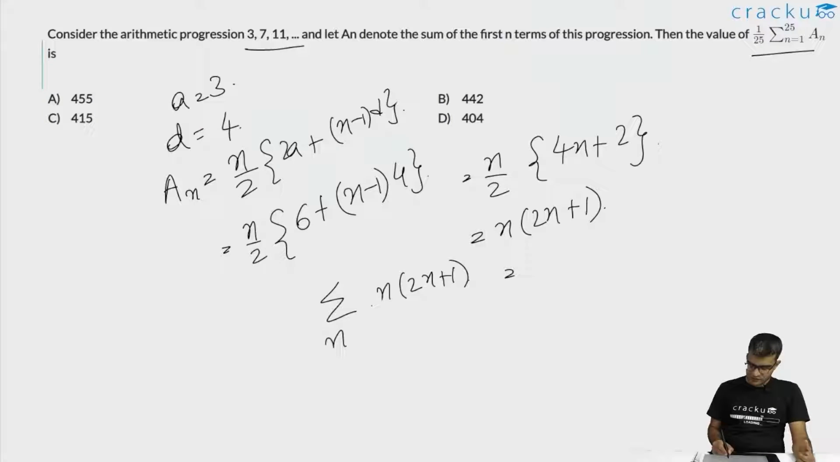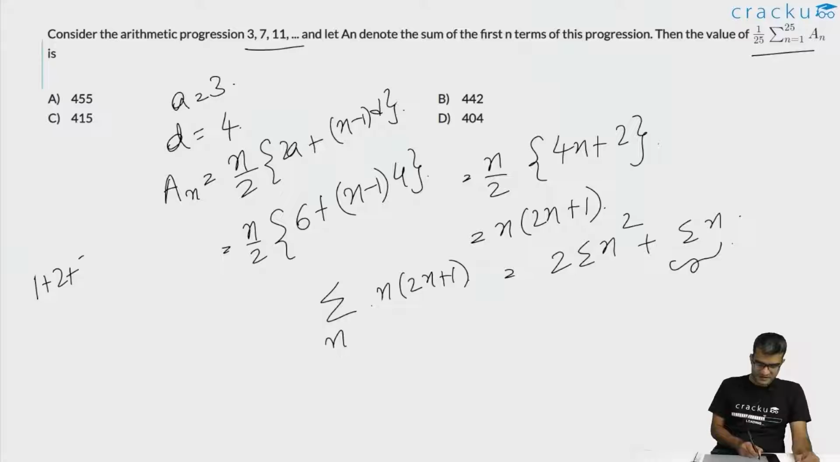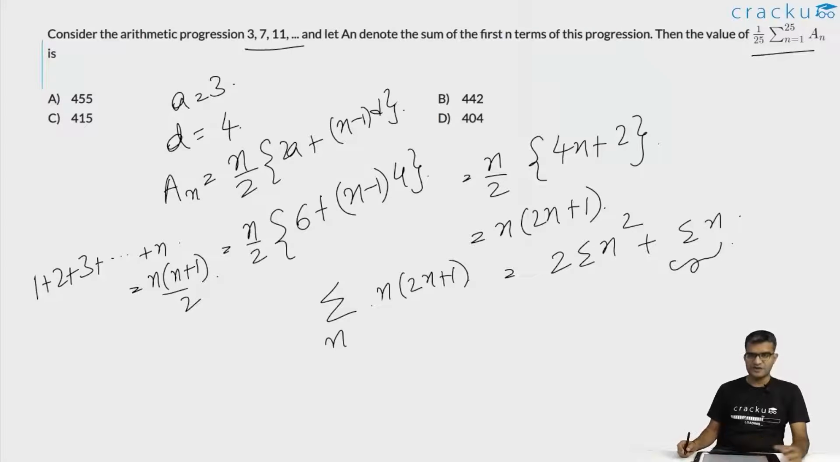This is equal to 2 times sigma n square plus sigma n. What does sigma n square and sigma n mean? It is very simply the sum of the first n squares of natural numbers, and this will be the sum of the first n natural numbers. We know the formulas for both. The sum of the first n natural numbers, that is 1 plus 2 plus 3 plus dot dot dot till n, is equal to n into n plus 1 divided by 2. This is true for all natural numbers.